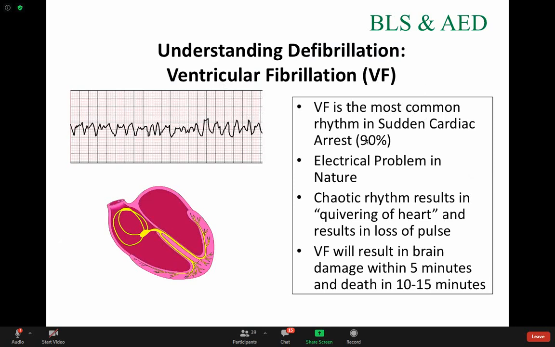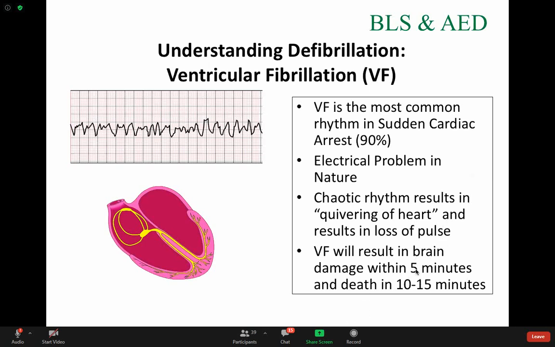So VF is the most common rhythm in sudden cardiac arrest, almost 90%. It is electrical in nature, so it's mainly an electrical problem. It is a chaotic rhythm, results in quivering of the heart and results in loss of pulse. Quivering of the heart means that it's just shaking, there is no productive movement.